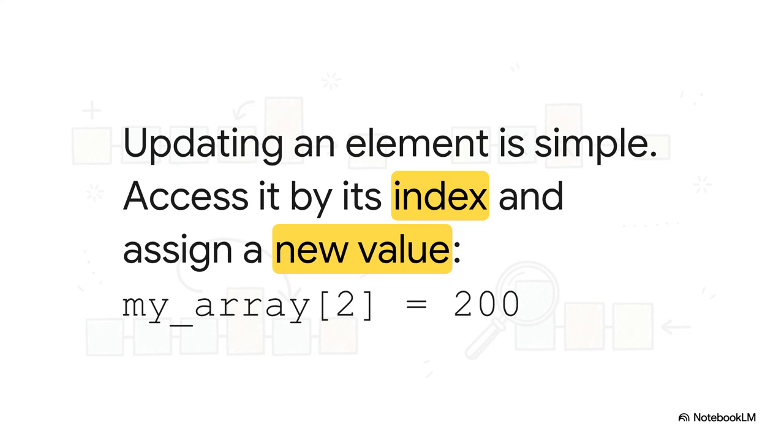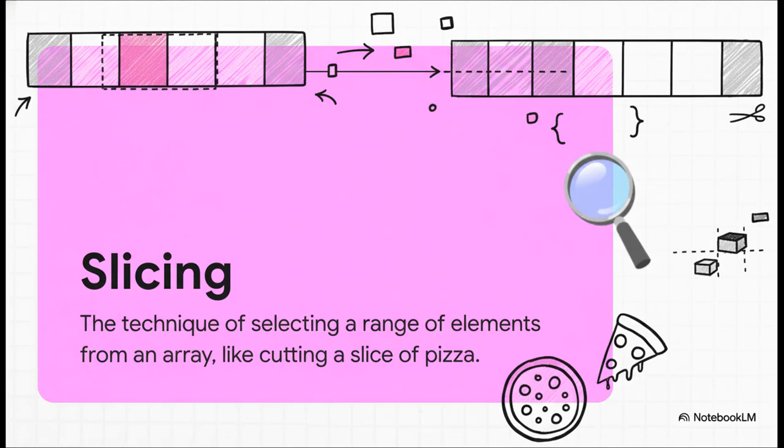And what if you just want to change a value that's already there? Oh, it's incredibly easy. You just access it by its index, in this case the third element at index 2, and assign a new value. Done. But maybe the most powerful and I'd say most Pythonic way to select data is something called slicing, and it's exactly what it sounds like. It lets you grab a specific piece of the array, a subsection of your data, just like taking a slice of pizza.